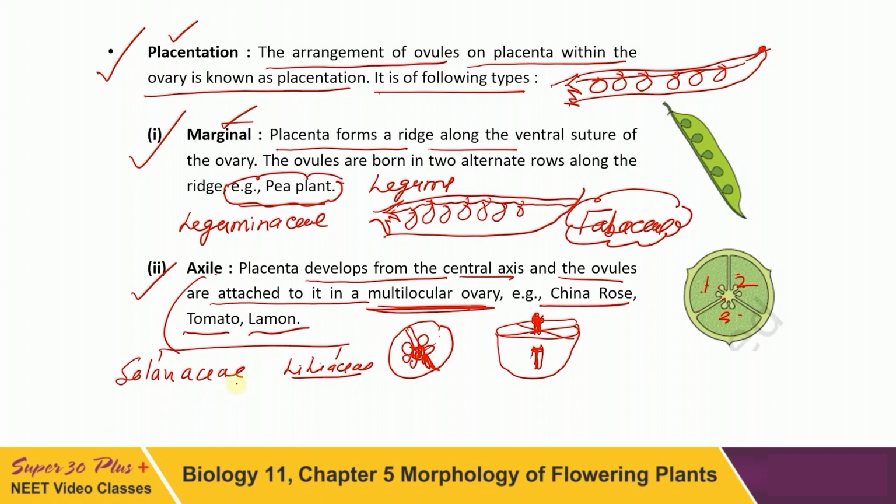In Solanaceae, this is the bilocular ovary like this, the two locules are there and the ovules are arranged here. While in case of Liliaceae, we have three chambers, 1, 2, and 3, and the ovules are found arranged here. You have to remember it.